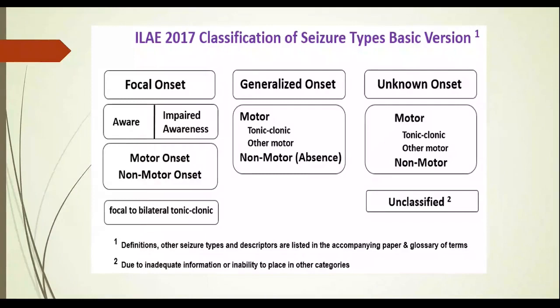Yeah. So depending on that, the basic classification classifies it as a focal onset, a generalized onset, or an unknown onset. The focal onset type is subclassified by whether the awareness is impaired or not, and then again whether it is motor or non-motor onset. The generalized onset seizures are also classified as motor or non-motor. The unknown onset seizures are also classified as motor or non-motor, and there is some unclassified group as well in the unknown onset category. Right. Next slide, please.